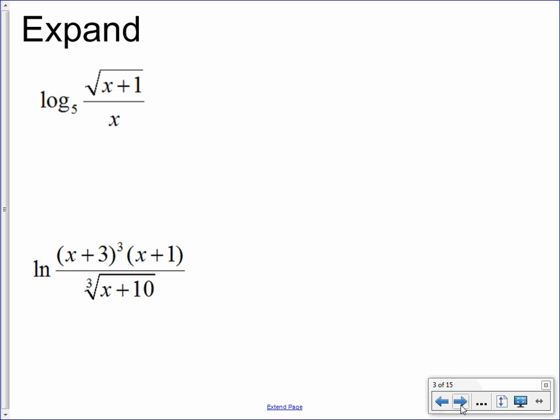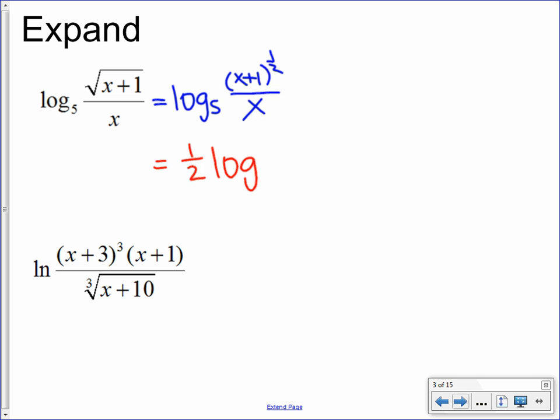Okay, so let's look at this one. Log base 5 of this mess. First of all, square root means what? 1/2 power, right? So when we expand this, it expands to what? 1/2 log base 5 of the quantity x plus 1 minus log base 5 of x. The 1/2 is in front of your logarithm for the x plus 1, and then we subtract log of x, because we're dividing, so we subtract the two logarithms.